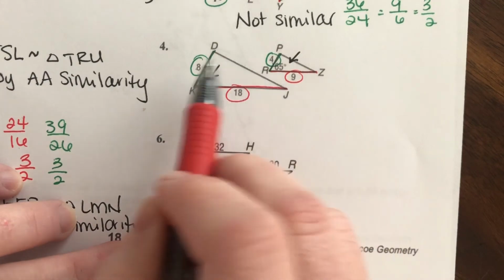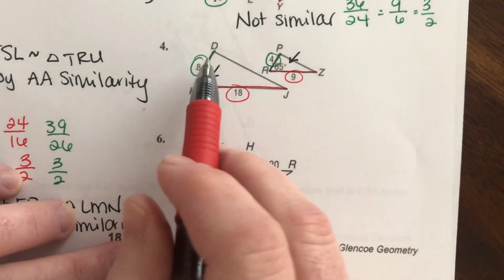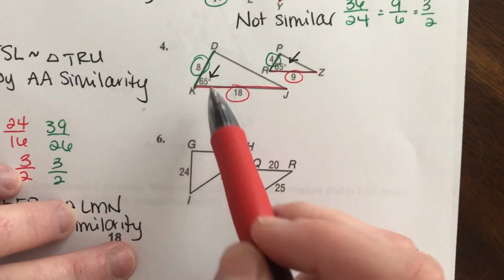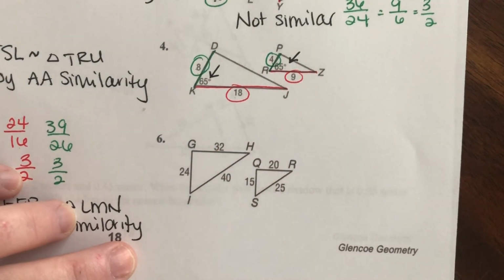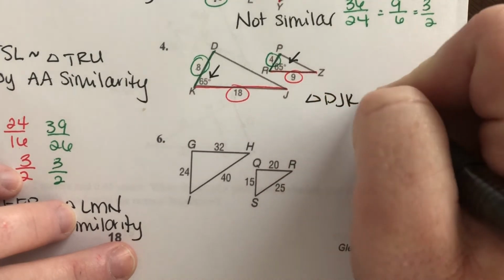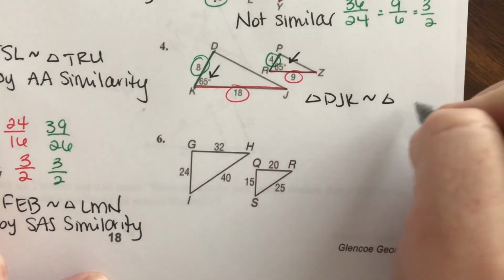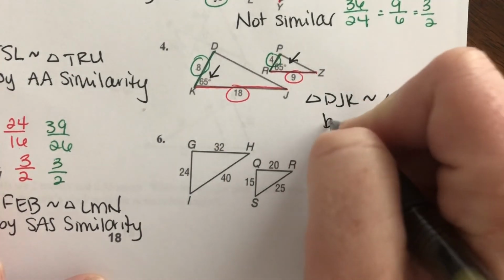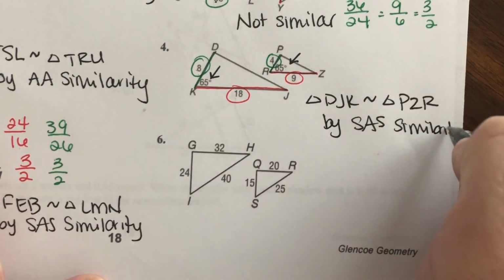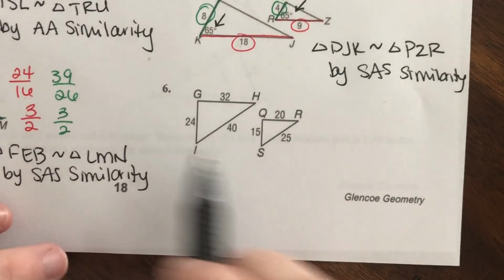8 is 2 of these. 4 times 2 is 8. And 18 is 2 of these. 9 times 2 is 18. And both of these, so their proportion is 2 over 1, this way and this way. And they're both joined by a 65-degree angle. So these are similar. I can say triangle DJK is similar to triangle PZR by the SAS Similarity Rule.